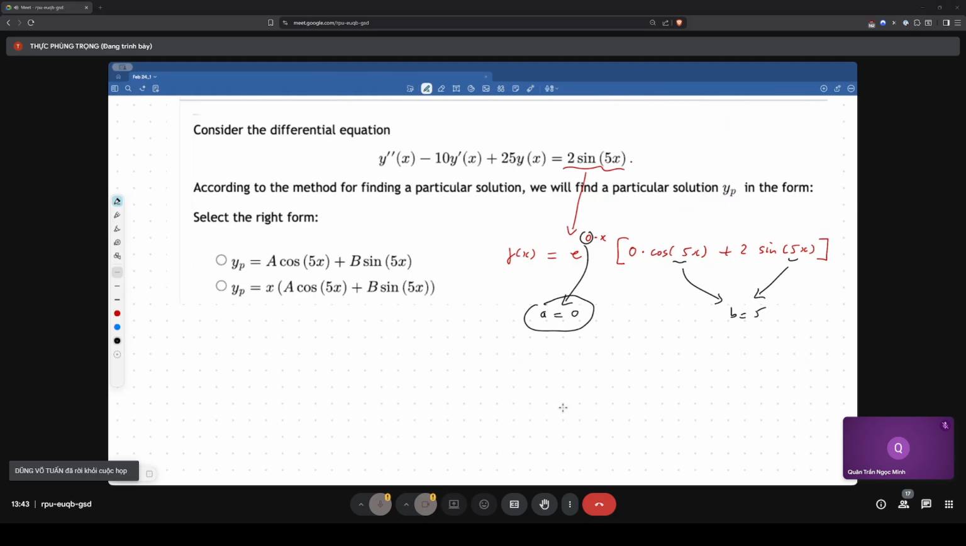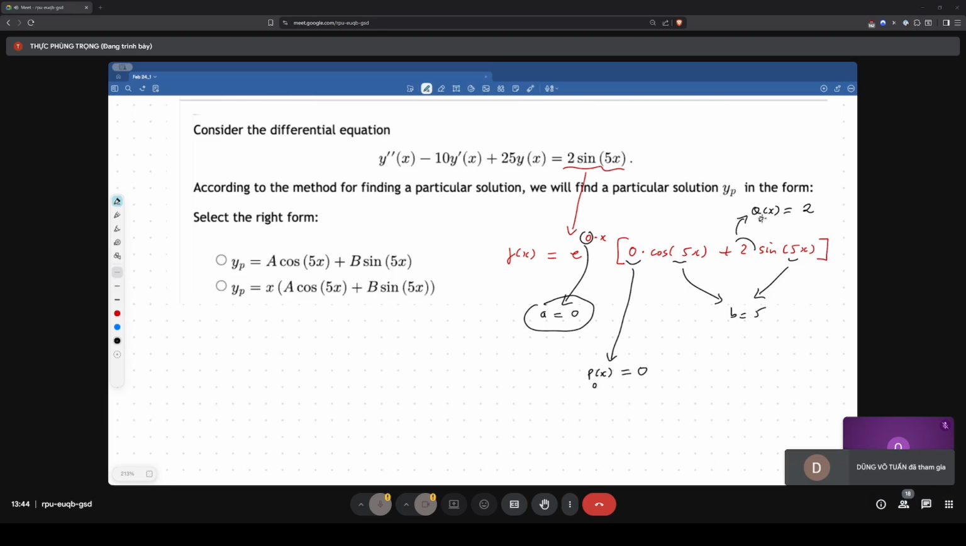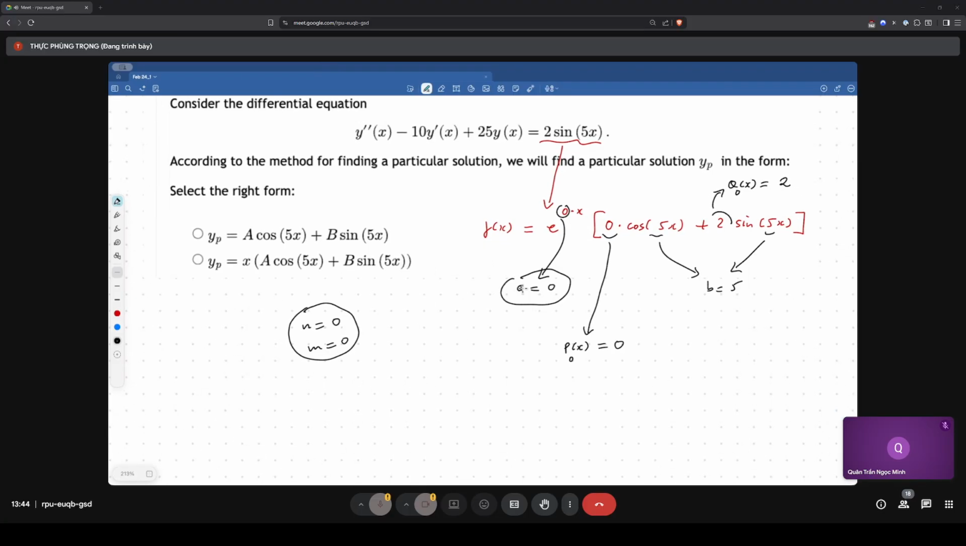All right, so what is P? This one. What is Q? This one. P and Q right here are just constants. The order is 0, right? So the N is 0, M is 0. The order of a constant is 0, right? N is 0, M is 0. So that's the whole setting.